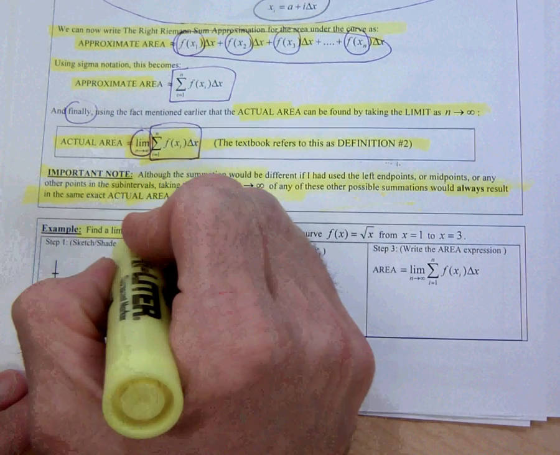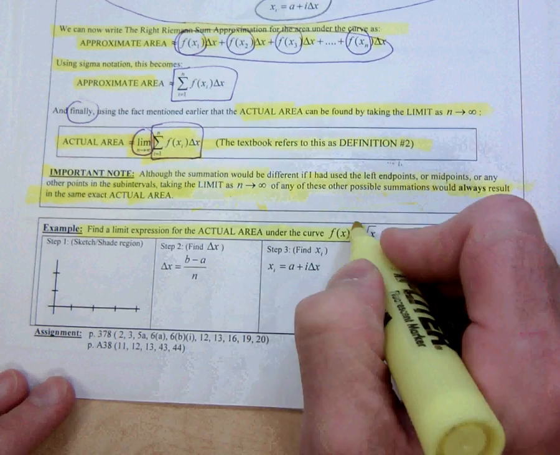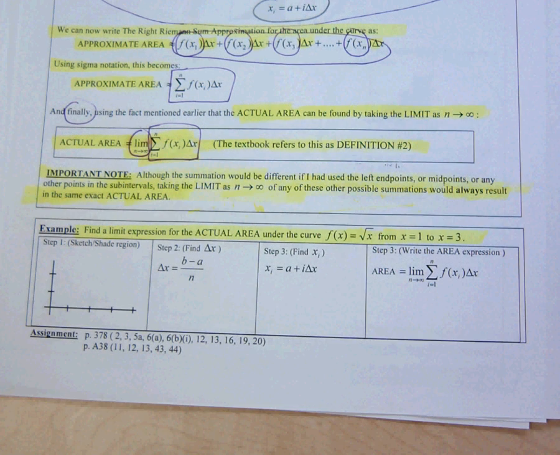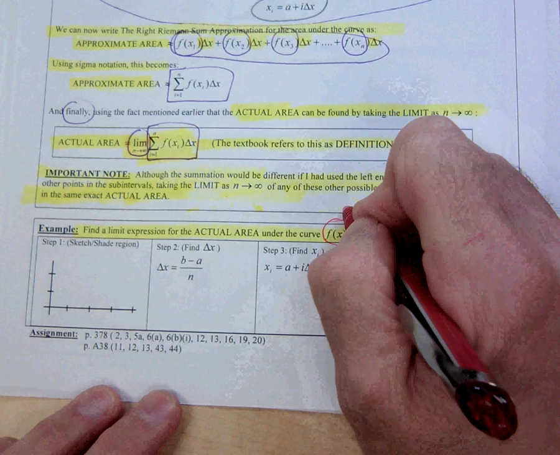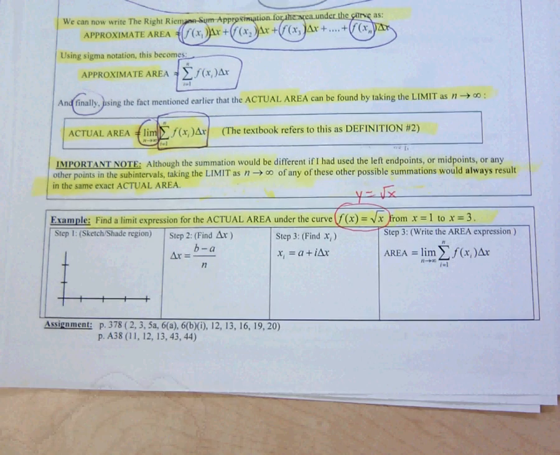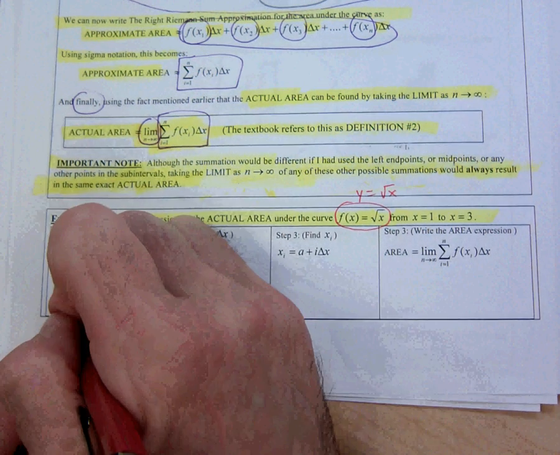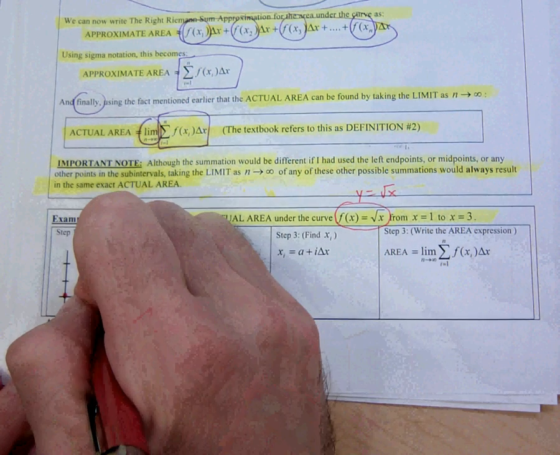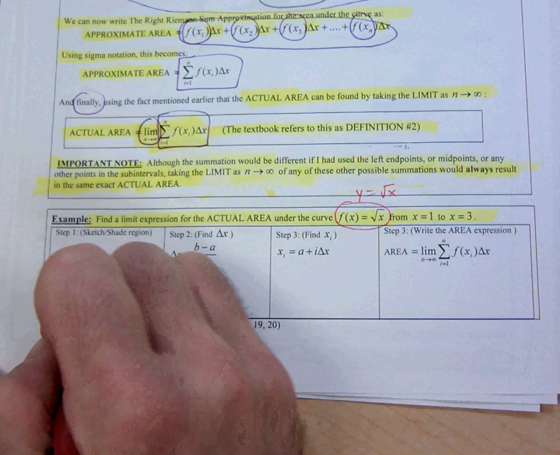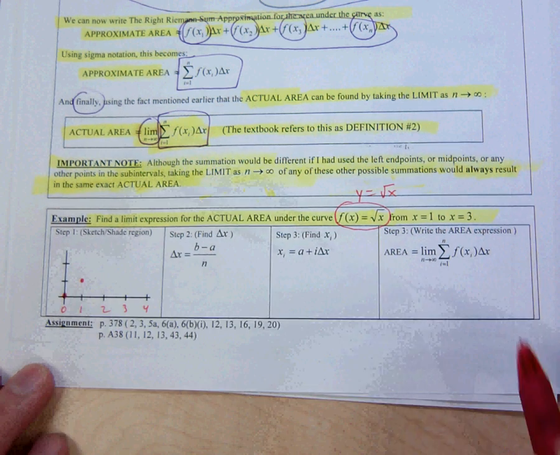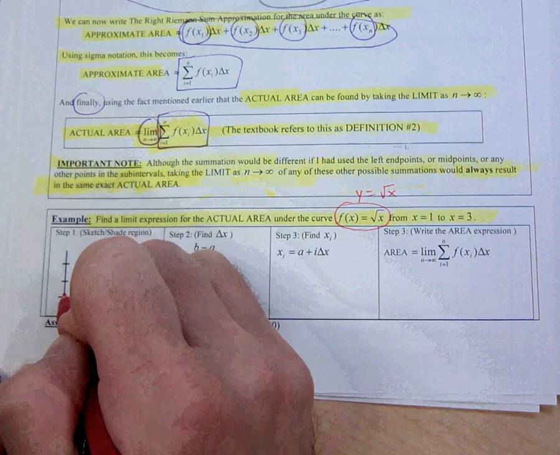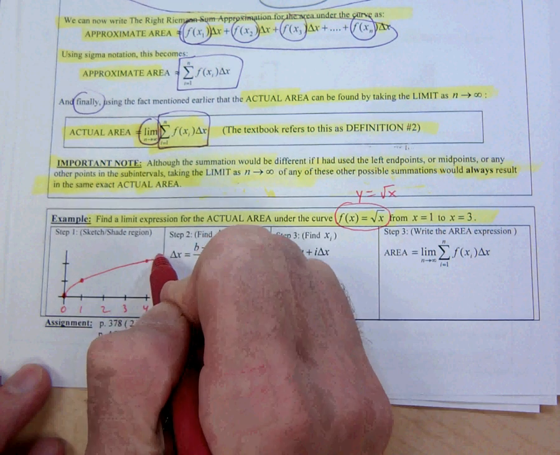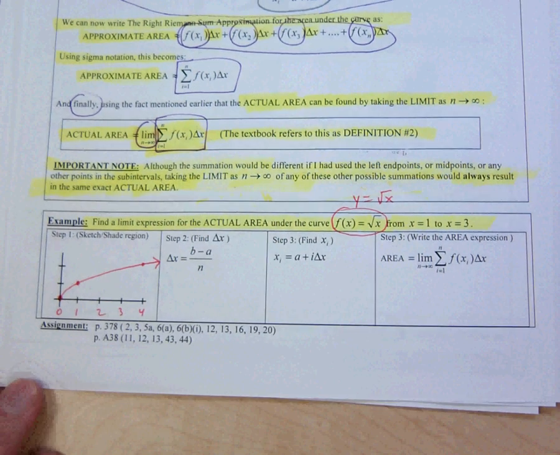It says find a limit expression for the actual area under this curve from 1 to 3. So the first thing I'm going to do is draw a sketch. I'm just going to graph that, which is y equals square root of x. So just plot some points. When x is 0, you get a y of 0. When x is 1, you get 1, right? Square root of 1 is 1. If you plug in a 4 there, what's the square root of 4? 2, so you get the point (4, 2). All right, so all I did is graph the function.